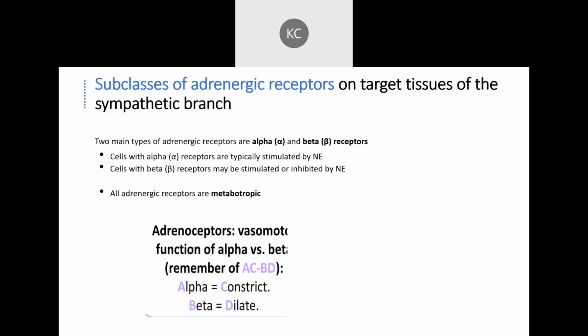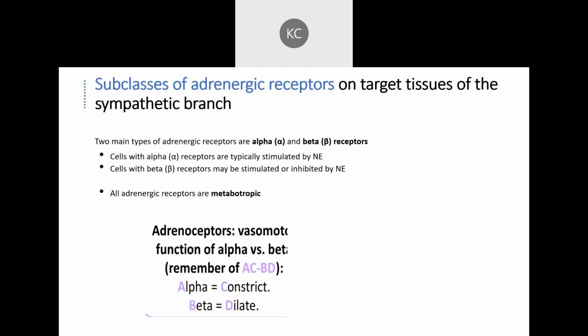Okay. Remember, all of these are metabotropic. Just like the muscarinic receptor in the parasympathetic that binds acetylcholine, which is metabotropic, all of our adrenergic receptors are also metabotropic. And remember the mechanism of how metabotropic receptors work, right? They activate the G protein, the second messenger, things like that, right?